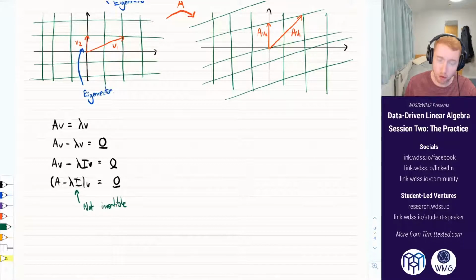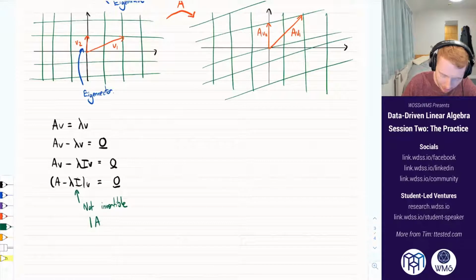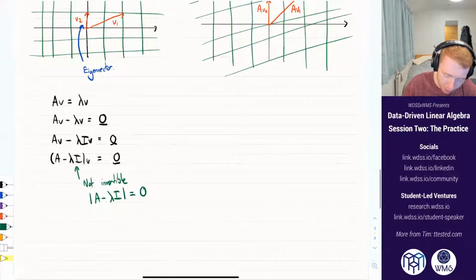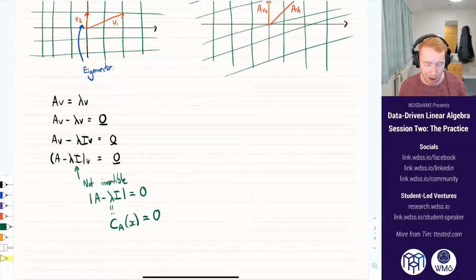And another way of saying it's not invertible is that it has a determinant that is 0. So in other words, the determinant of A minus lambda I is 0. And then this gives us something called the characteristic equation of A. And then we want to solve that for where it's 0, and then that will give us the lambdas. And then we can back solve it to get what these eigenvectors v are going to be. So hopefully that's something we've seen before at A level or at university maths.